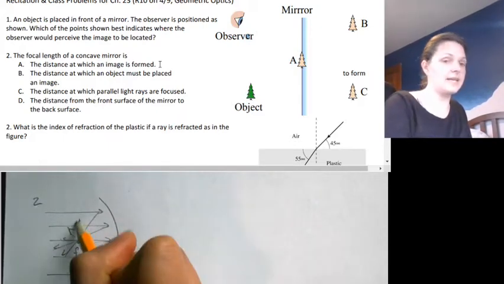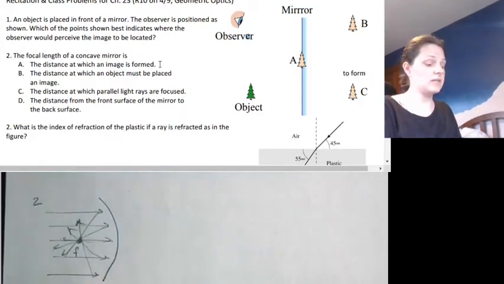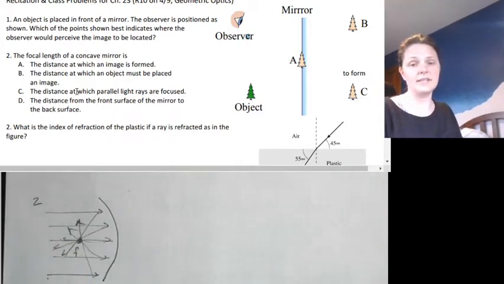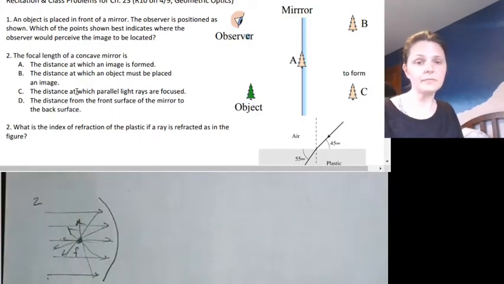And that makes it seem like A should be the right answer, but A is the wrong answer because this is only true for rays that enter parallel. So A is not correct. B, the distance at which an object must be placed to form an image. I think I cut off the words "to form" with this figure, sorry about that. That's incorrect. C says the distance at which parallel light rays are focused, and that is the correct answer to this question for the reasons that we just talked about right here. And D is the distance from the surface of the mirror to the back surface of the mirror. No, that's not correct either.